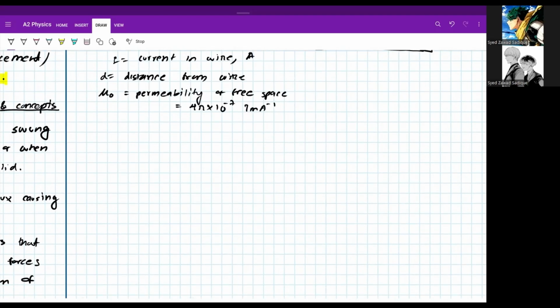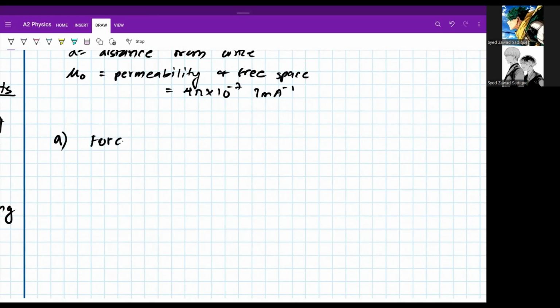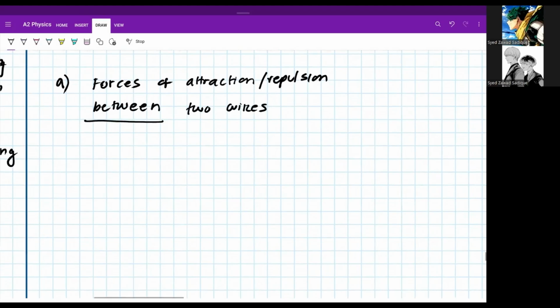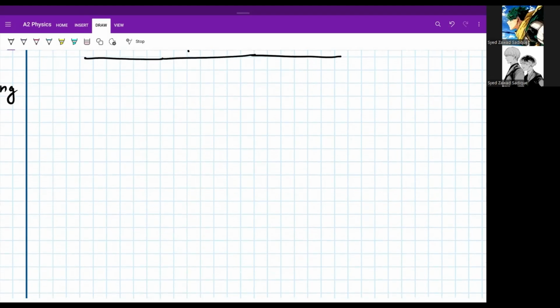Concept number 9. That is forces of attraction or repulsion between two wires. Now, even though the calculation is not required for this section, the concept is. So take notes along with me.